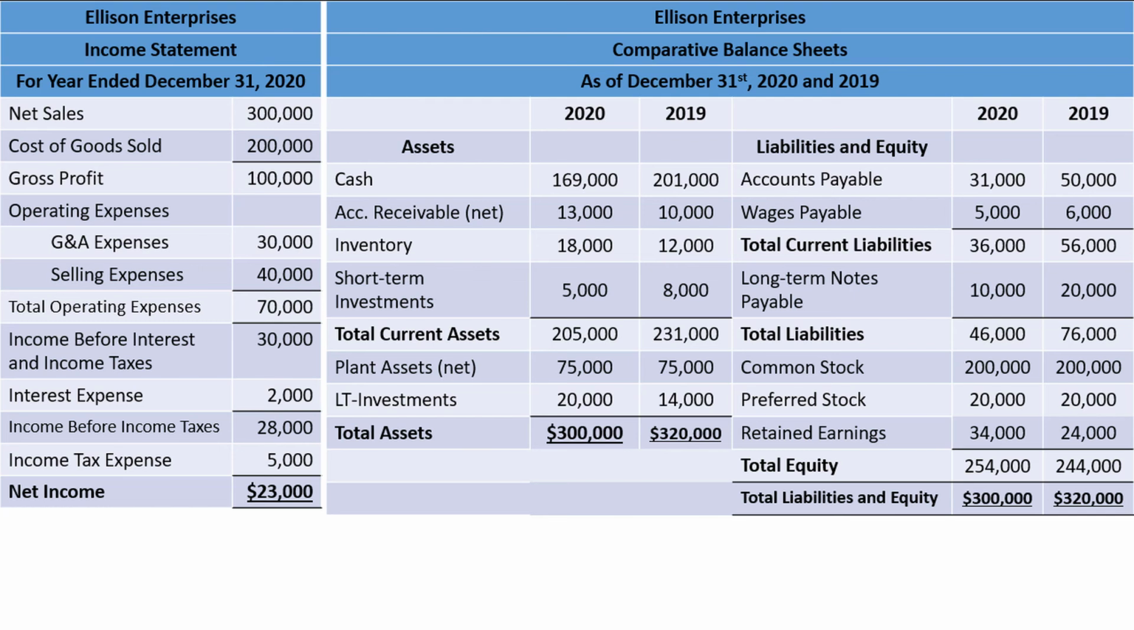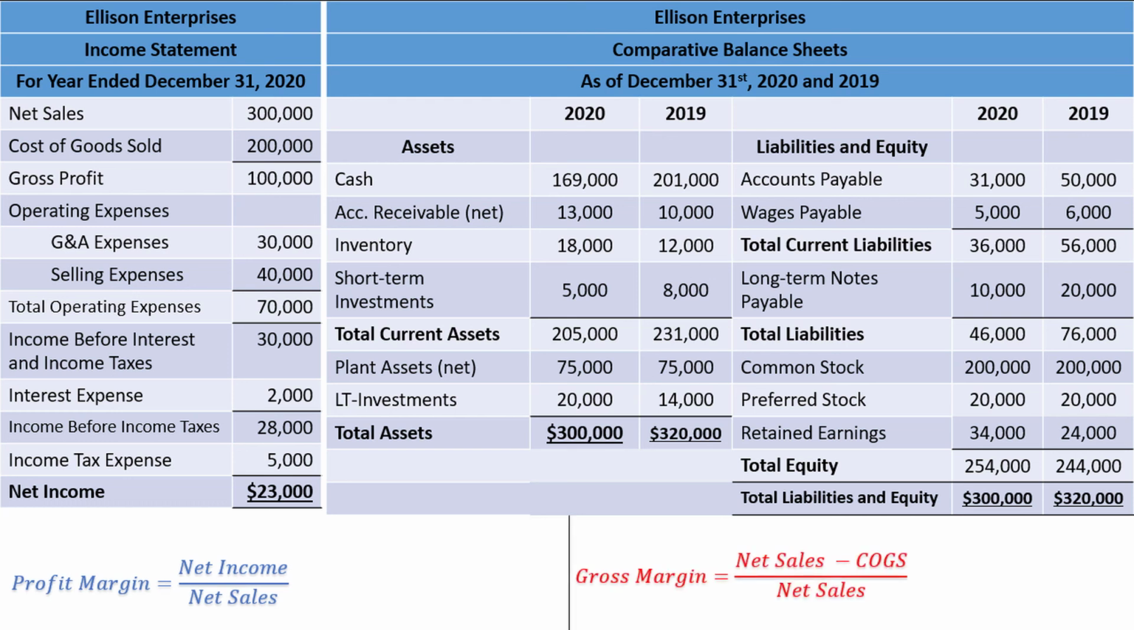Now we move to the third category of ratios, which is profitability. These ratios measure the company's ability to generate income. The first two profitability ratios we will look at are the profit margin and the gross margin ratios. The profit margin is net income divided by net sales, and the gross margin is net sales minus cost of goods sold divided by net sales.